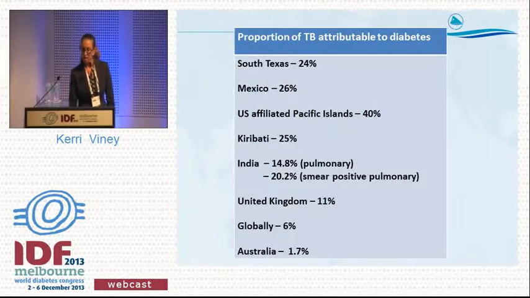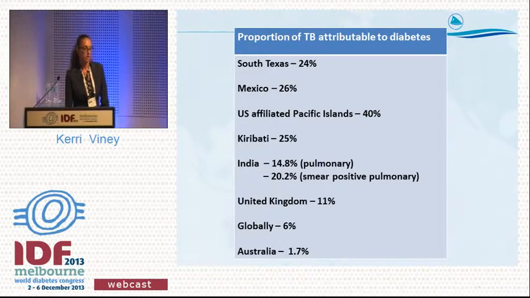So this slide, I think, is a really interesting slide and is sort of a take-home message, if you like. What is the proportion of tuberculosis attributable to diabetes? There have been a number of studies done on this in the South Texas region and the Mexico region by Associate Professor Restrepo. We know that about a quarter of all TB is attributable to diabetes. In the United States, affiliated Pacific Islands, Dr. Brostrom has demonstrated that about 40% of TB is attributable to diabetes.